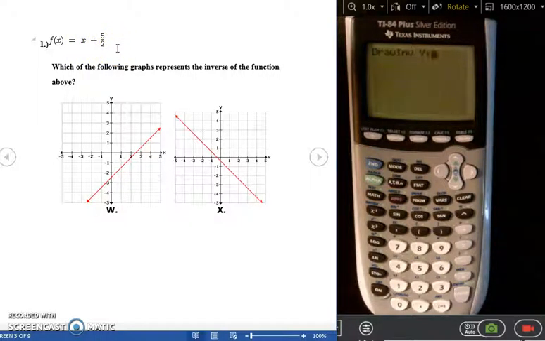Once I hit Enter, it's going to go to the graph, and it's first going to graph the original function, and then it's going to graph the inverse. So it's that second graph that I'm looking for in my answer. So I'm going to go ahead and press Enter, and there it's graphing the original, and then it graphed the inverse. This second line that I graphed is the inverse, so I'm going to be looking for that line in my answer.